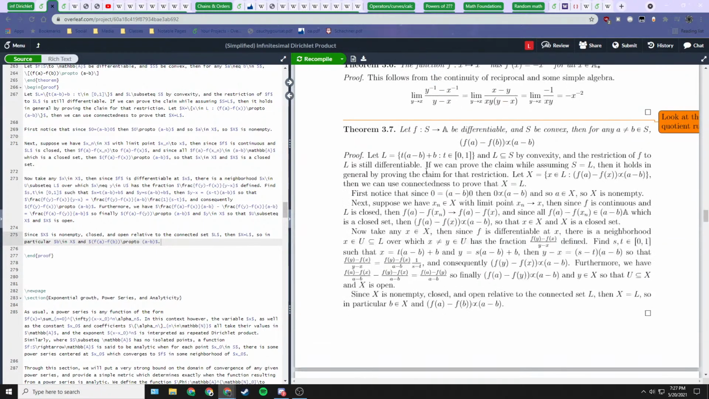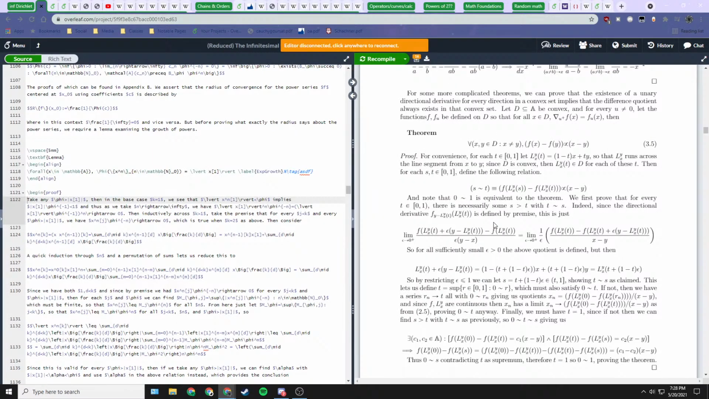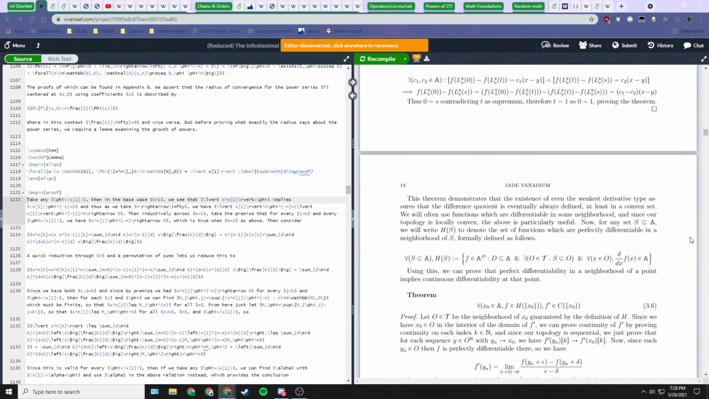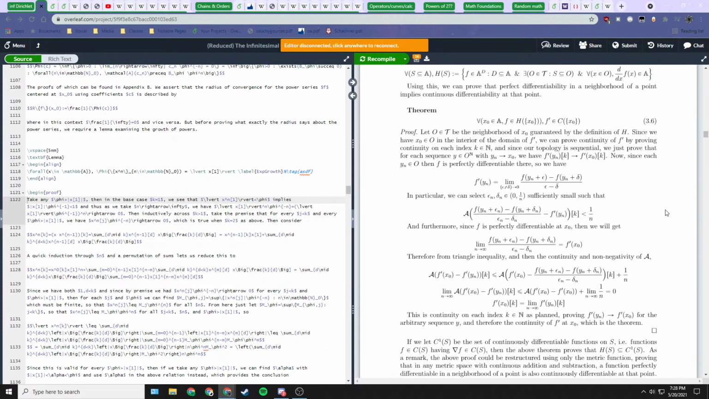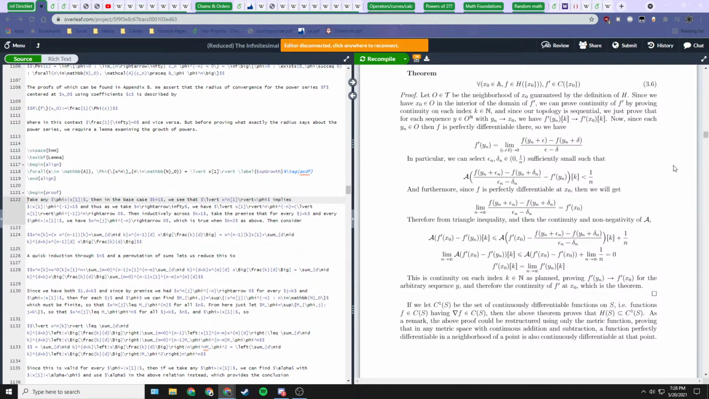But we will use these convex sets more in the future, especially when we get to integration. Convex sets, or at least locally convex sets, are indispensable for integration. The last theorem that we have in our original draft is one we had proven: that if a function was differentiable in a neighborhood in a particular way, then it's continuously differentiable.